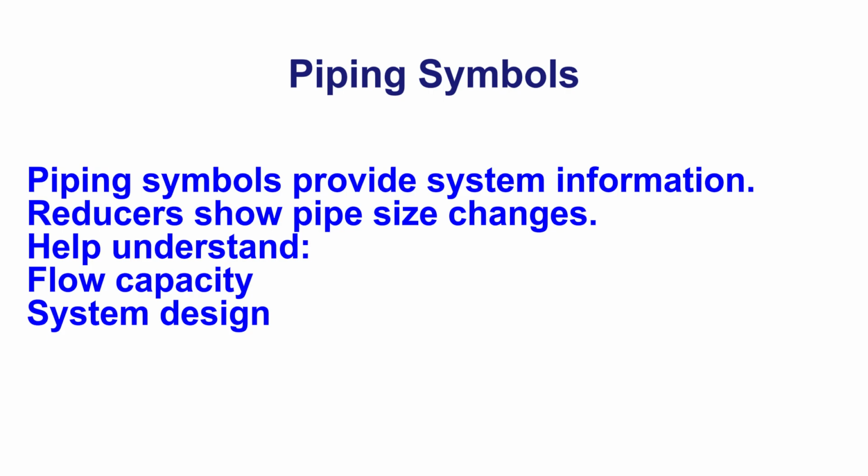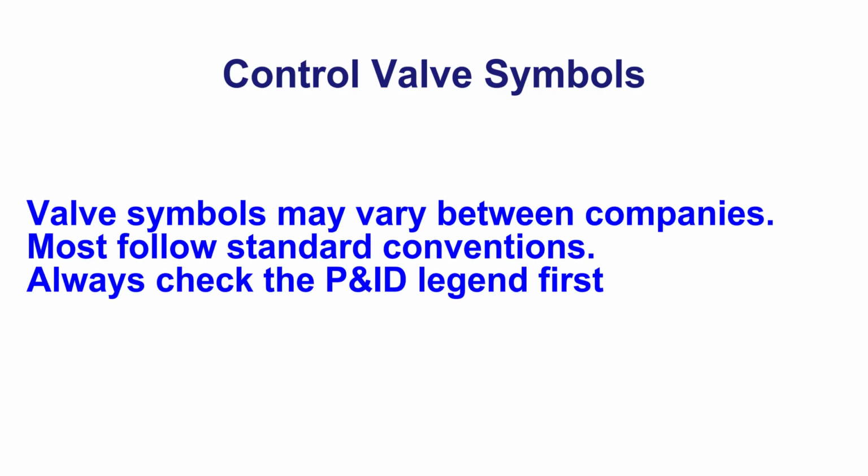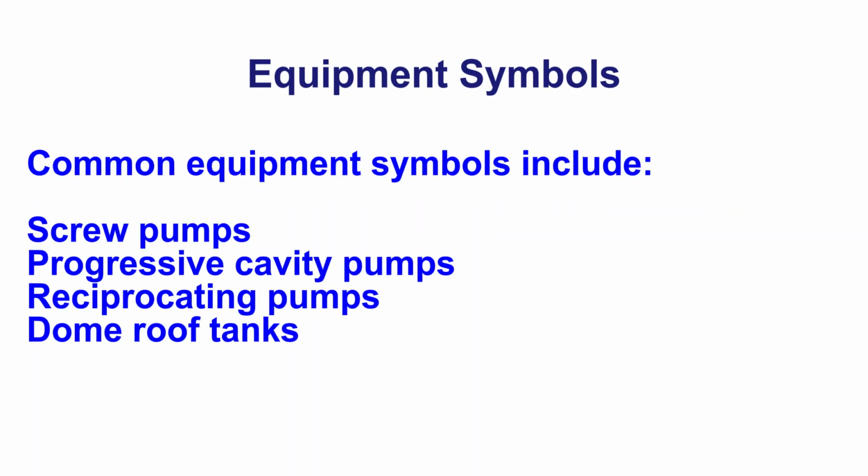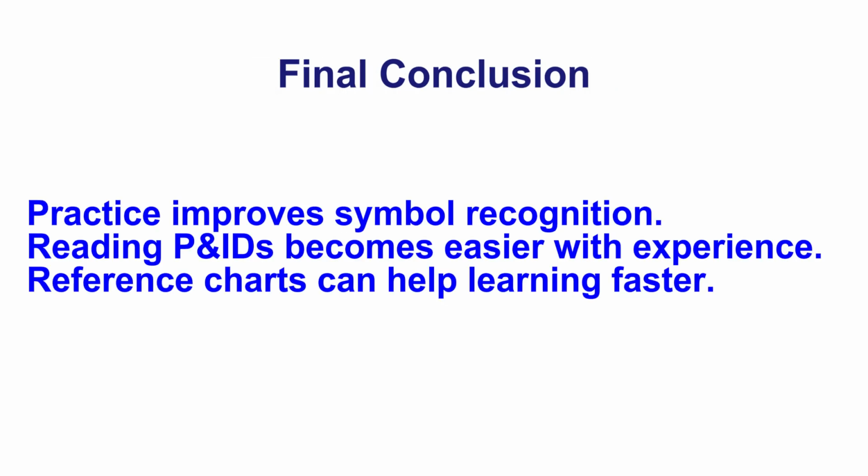Finally, equipment symbols. Common pumps in oil and gas include screw pumps, progressive cavity pumps, and reciprocating pumps. For storage, dome roof tanks are widely used. Recognizing these symbols helps you understand the full process layout. With practice, you'll start recognizing these symbols instantly, and reading P&IDs will become second nature.